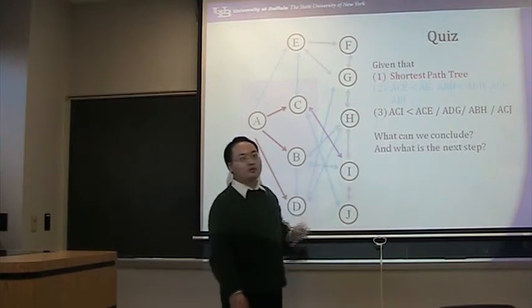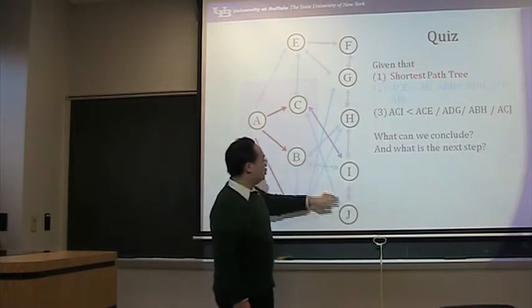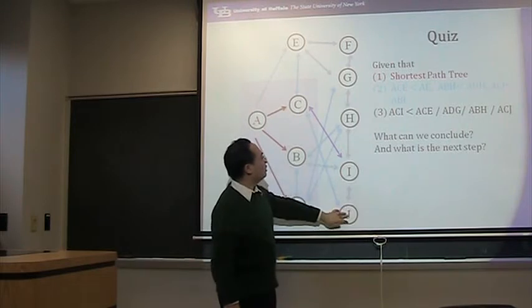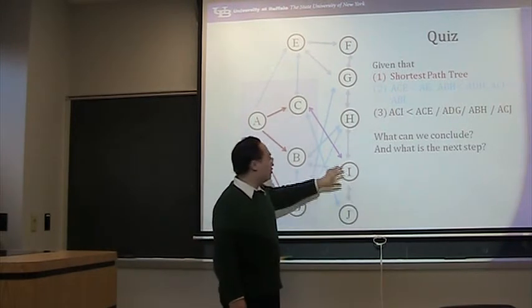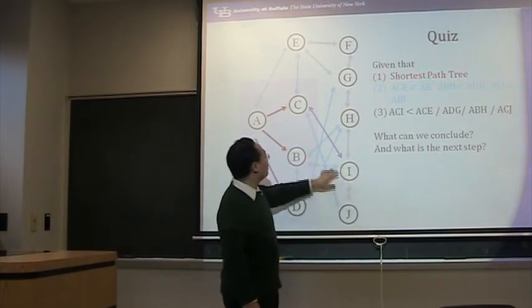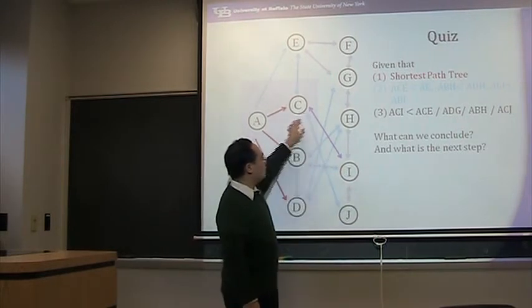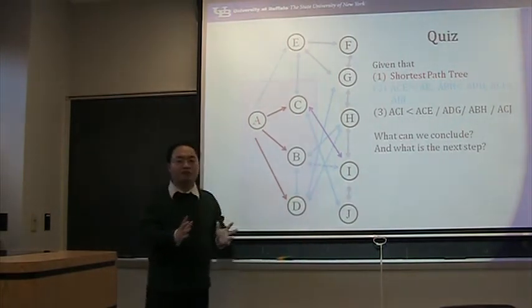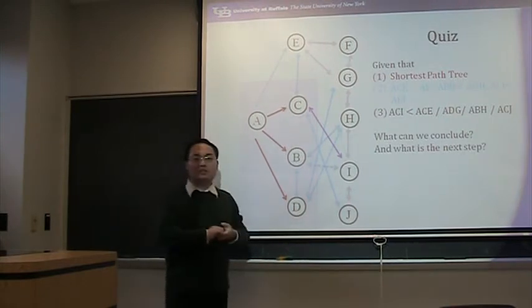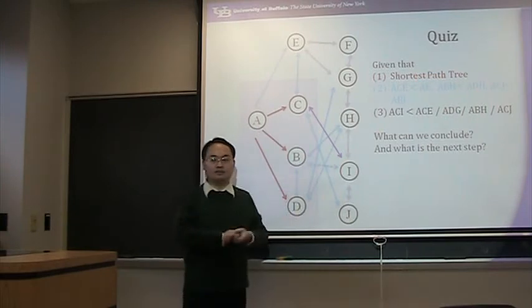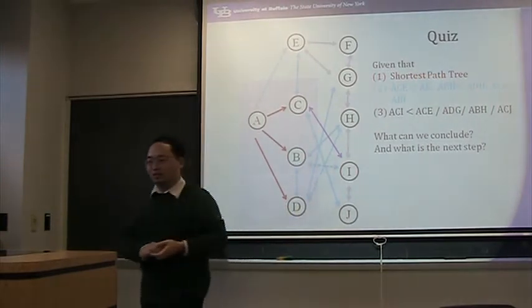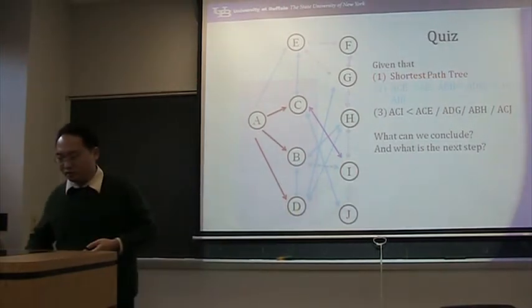ACH. And if ACJ is shorter than ACIJ, so we have to compare these two things, and to see if we have to update the distance from the starting point to any adjacent node. So let me give you another example.